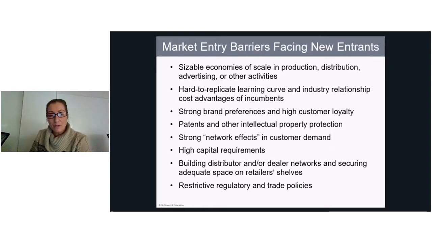Some industries will be more capital intensive than others. You may need to build not only customer networks, but also distributor and dealer networks. And there may be regulations that are going to block new entrants.